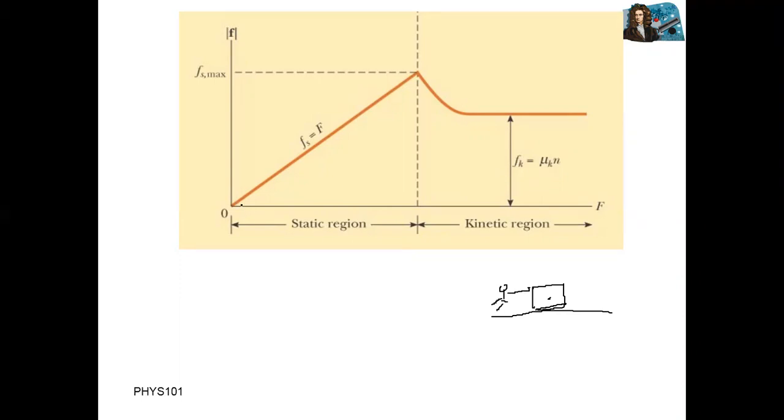Your force starts from 0. You are increasing your force. Your force is increasing, but still it is not able to start motion in this body. So you keep increasing the force gradually, and after some time this body will start motion.